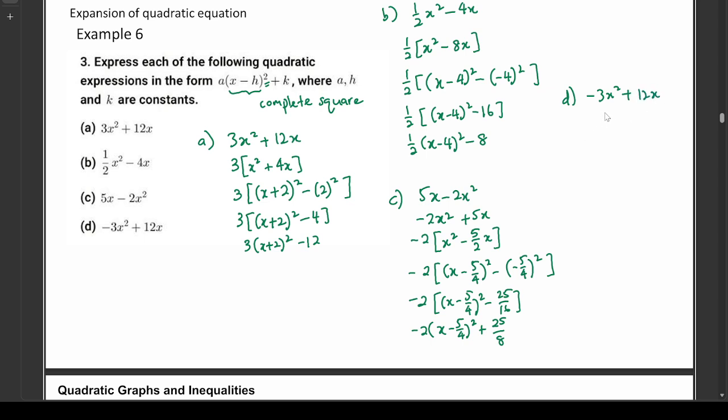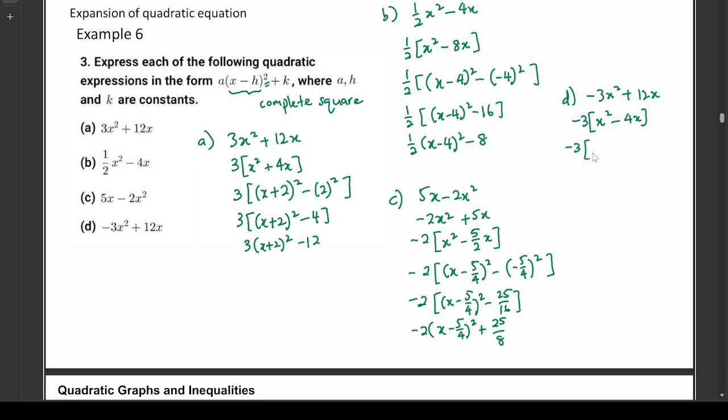Again, A is not positive 1. Do factorization first. 12 divided by -3, so -4. Again, this is not completing the square. I'm just factorizing, right? Just factorizing.